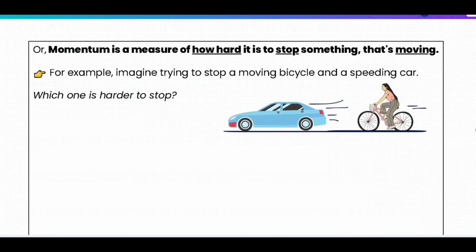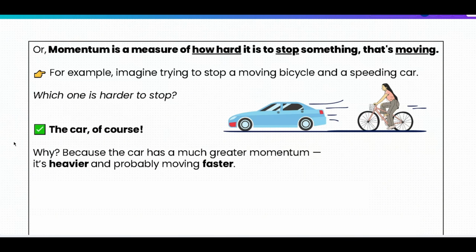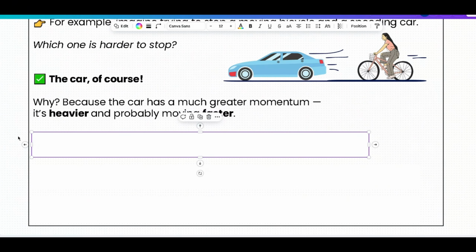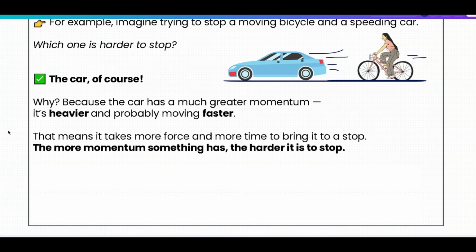There is another way to explain momentum. You can also describe momentum as a measure of how hard it is to stop something that's moving. For example, imagine trying to stop a moving bicycle and a speeding car. Which one would be harder to stop? Well, you might have guessed already, it would be the car. But why? It's because the car has a much greater momentum. It's heavier and might also be moving faster than the bicycle. That means it takes more force and more time to bring it to a stop. The more momentum something has, the harder it is to stop.